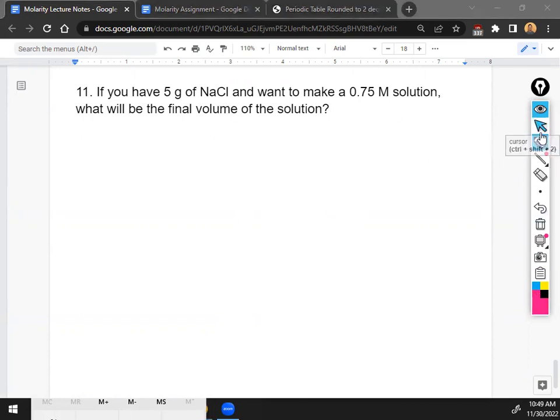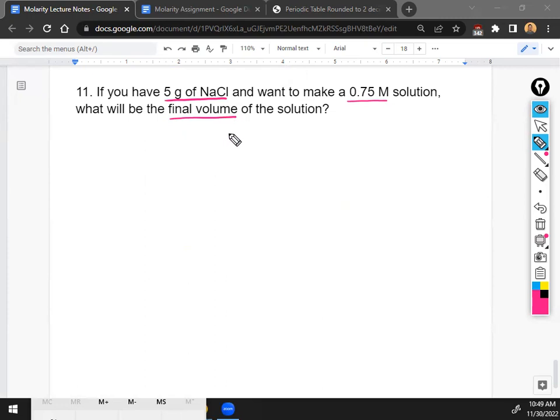So here, this problem's a little bit different because this time we have molarity, right? Last time we were looking for molarity. This time I give molarity to you. So that means we're not going to be looking for molarity. We're going to be looking for something else. If we read the question, it tells us that we have 5 grams of NaCl. So this is probably going to be important since it's a number. And we want to make a 0.75 molarity solution. And we are looking for the final volume. So in this problem, we are looking for volume.